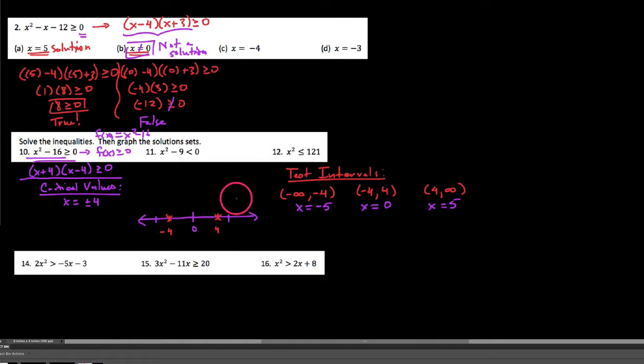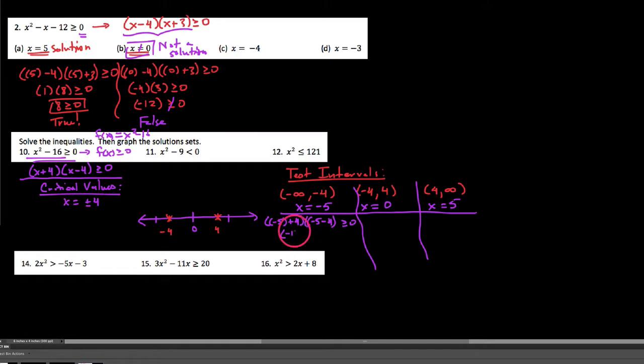So what do I plug them into? Do I plug them into the original inequality or do I plug them into the factored inequality? Well, I'm always going to encourage you to plug it into the factored inequality. So if we're going to test these out here, then our factored inequality is going to be x plus 4 times x minus 4. So I would test -5 plus 4 times -5 minus 4, and I'm checking to see if this is greater than or equal to 0.